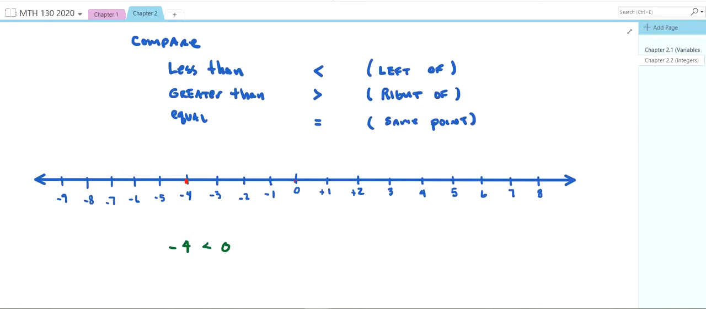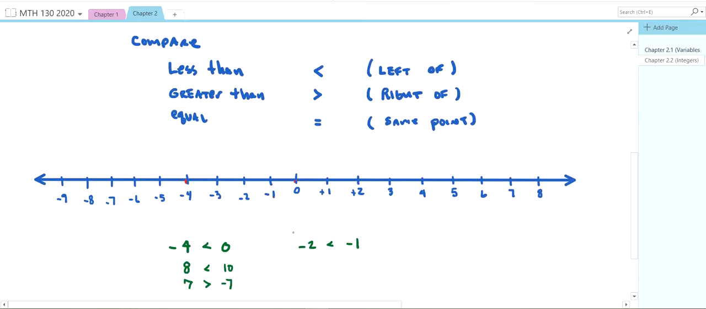We could continue here. We could say 8 is less than 10. I don't have 10 on the number line. 10 would be over here. But 8 is less than 10. 7 is greater than minus 7. 7 is here. It's greater than minus 7. Let's go. Minus 2 is less than minus 1.